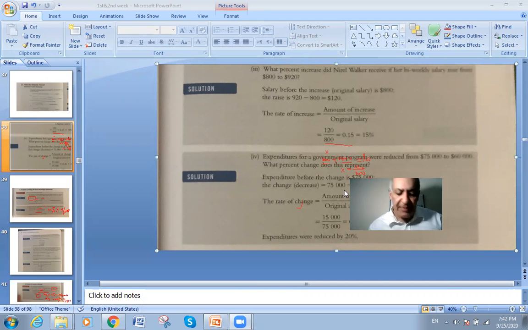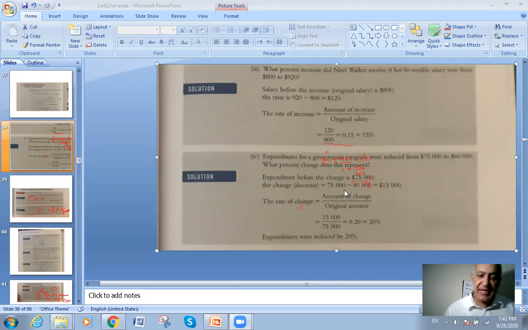Actually, the second example, number 39, is the same as the first example. Look at this. Expenditures of a government program were reduced from 75,000 to 60,000. What is the percentage change here? It's the same as the one before: the new minus the old, divided by the old. This is how I will get it.